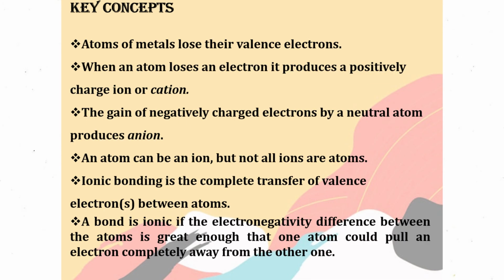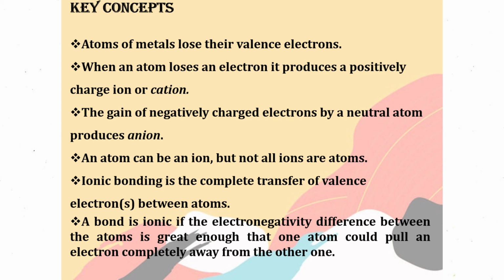So here are some important key points for our lesson for this month. First, atoms of metals lose their valence electrons. Second, when an atom loses an electron, it produces a positively charged ion or cation. Third, the gain of negatively charged electrons by a neutral atom produces an ion. Fourth, an atom can be an ion, but not all ions are atoms.